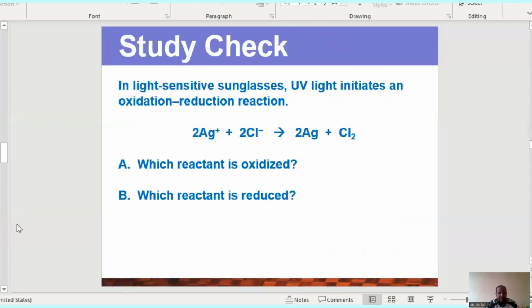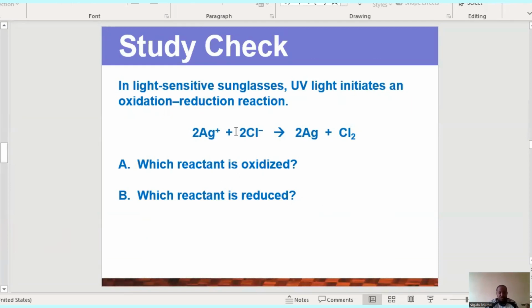Study check. In light-sensitive sunglasses, UV light initiates an oxidation-reduction reaction. Okay, 2Ag+ combined with 2Cl- gives 2Ag plus Cl2. Which reactant is oxidized? Which reactant is reduced?